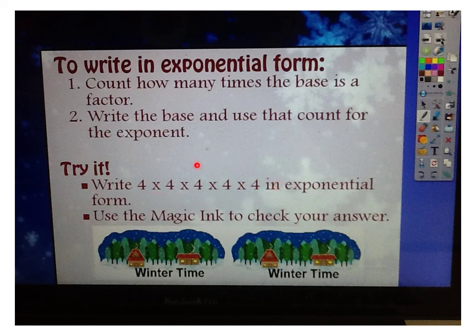This is written out in long form, or we could say standard notation, 4 times 4 times 4 times 4 times 4. We can easily switch it up and have our base of 4, because that is the factor that we are continuing to multiply, and we're multiplying it once, twice, 3 times, 4 times, and 5 times. Since we're multiplying it by the same number 5 times, 5 is going to be our exponent, or our power.